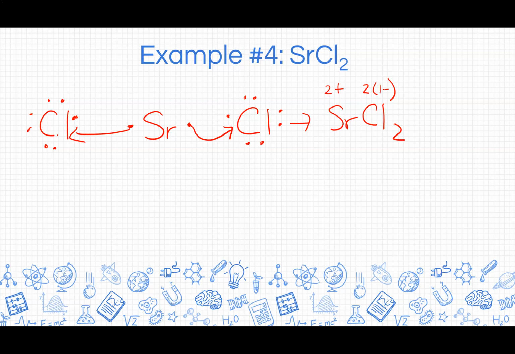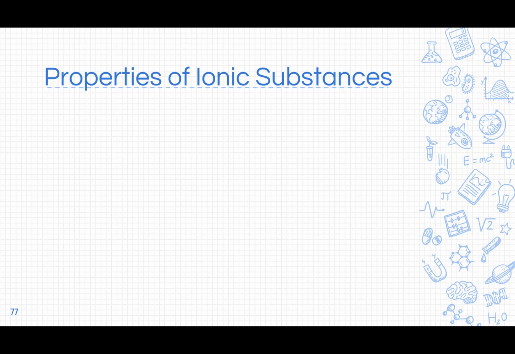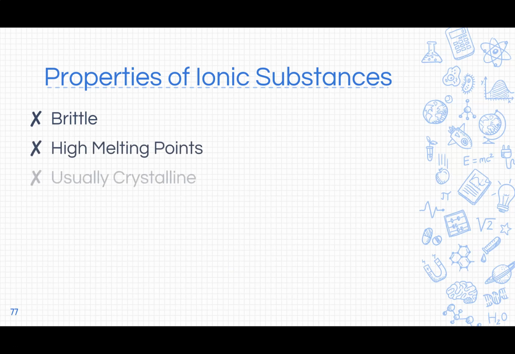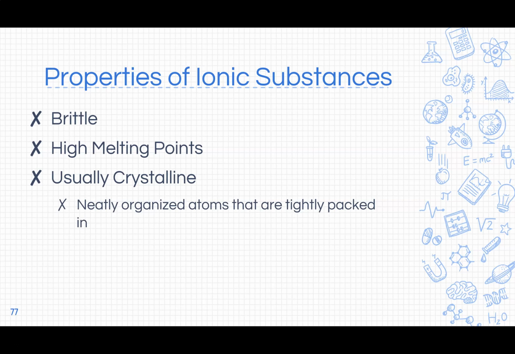Okay, so that's essentially how ionic bonding works. Ionic substances tend to have similar properties. They're brittle, they have high melting points, they're usually crystalline, which means they're neatly organized atoms that are tightly packed in. So when we say that they're crystalline, it means all the atoms are nicely organized and tightly packed into solids, essentially.